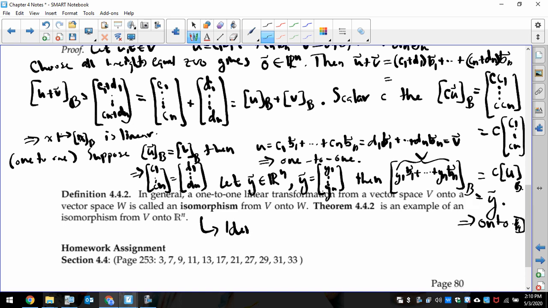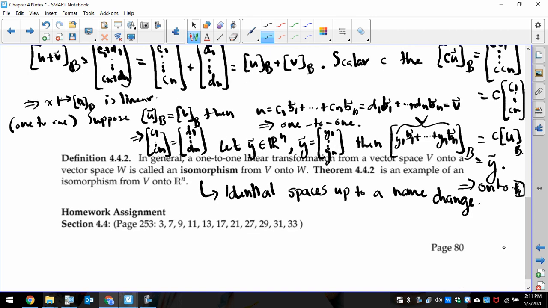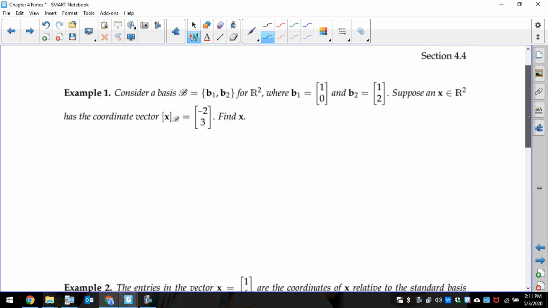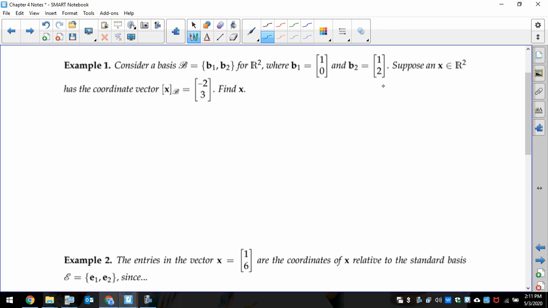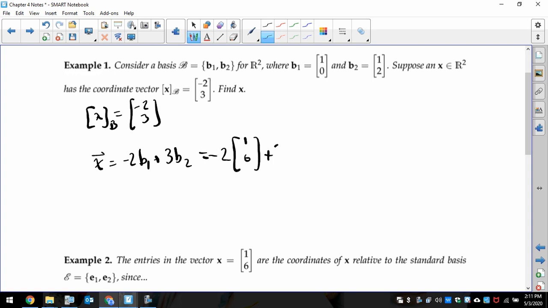Identical spaces up to a name change. Yeah, it means everything about them is the same, just they look different. Okay, well, let's get to some examples. Consider a basis b1, b2, given here for the real numbers. And suppose x is in there, it has the b coordinates negative 2, 3. Find x. So the b coordinates of x are given as negative 2, 3. That means that x has a negative 2 weight of b1 and a 3 weight of b2. So we can just write it out. Negative 2 plus 3 is 1, and then 0 plus 6 is 6. So there's x. Easy enough.